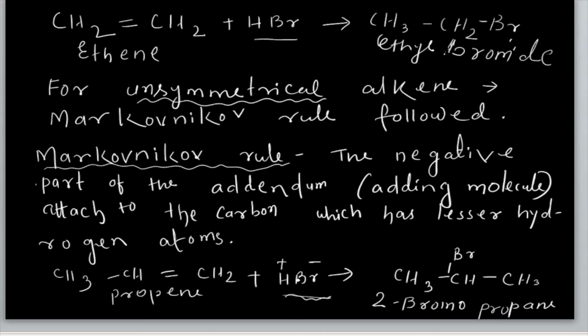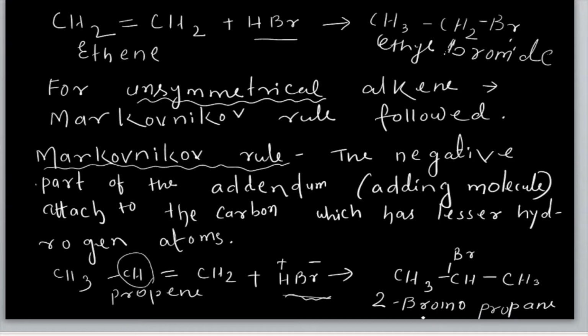And now what is the rule? The negative part of the adding molecule will go to the carbon having less number of hydrogen. Again see, what is the rule? Negative part of the adding molecule will go to the carbon having less number of hydrogen atoms. Now here it is less number of hydrogen atoms. That is why you can see the product: the Br will come to this carbon, that means the 2 position carbon.